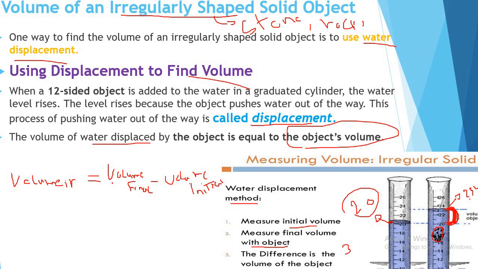So here, volume final minus volume initial, 23 minus 20, so the volume of the object is 3.